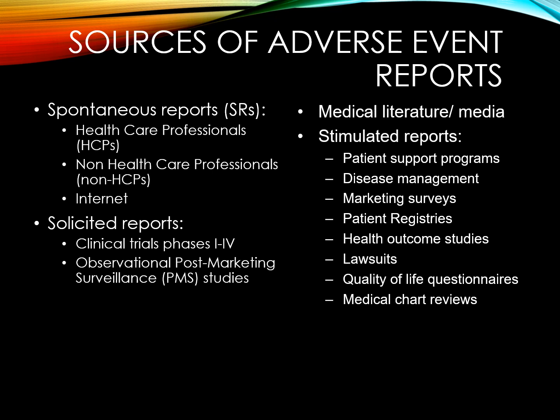Second is solicited reports. These can be obtained from clinical trials from phase 1 to phase 4, or whatever drugs are available in the markets, if any observations come out from them. Next is medical literature or media, like whatever we get from research papers or review papers, or from the media, like the news.